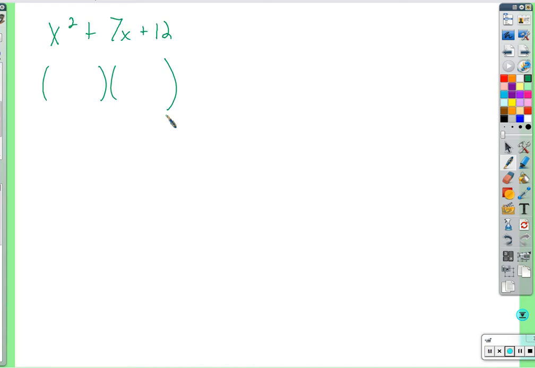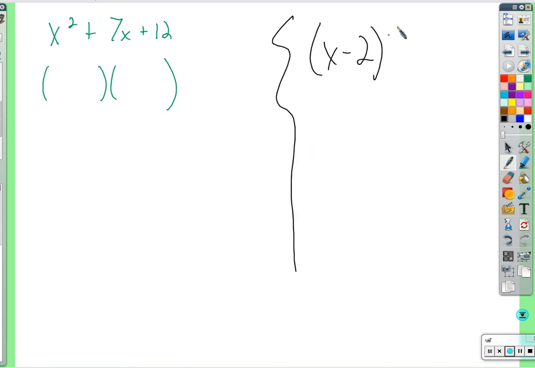parentheses, and when you multiply these parentheses together, you get the original polynomial. All right? So before we try to find those factors, let's remember what it looks like when we multiply two parentheses together. So let me just make up another problem.